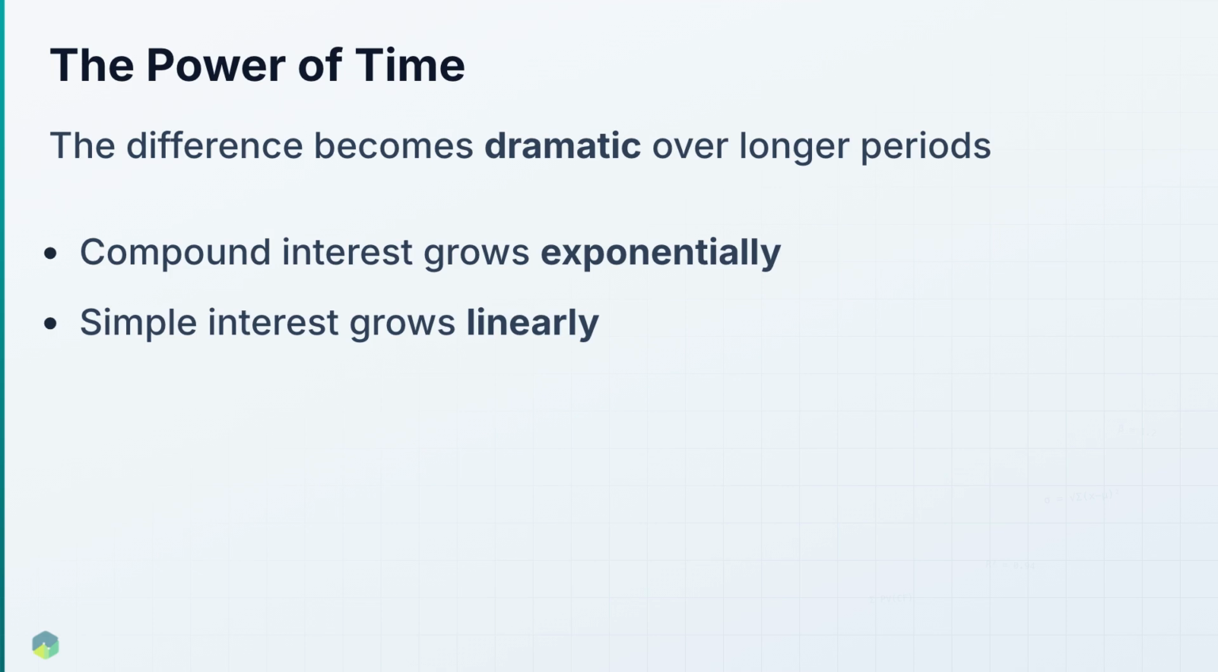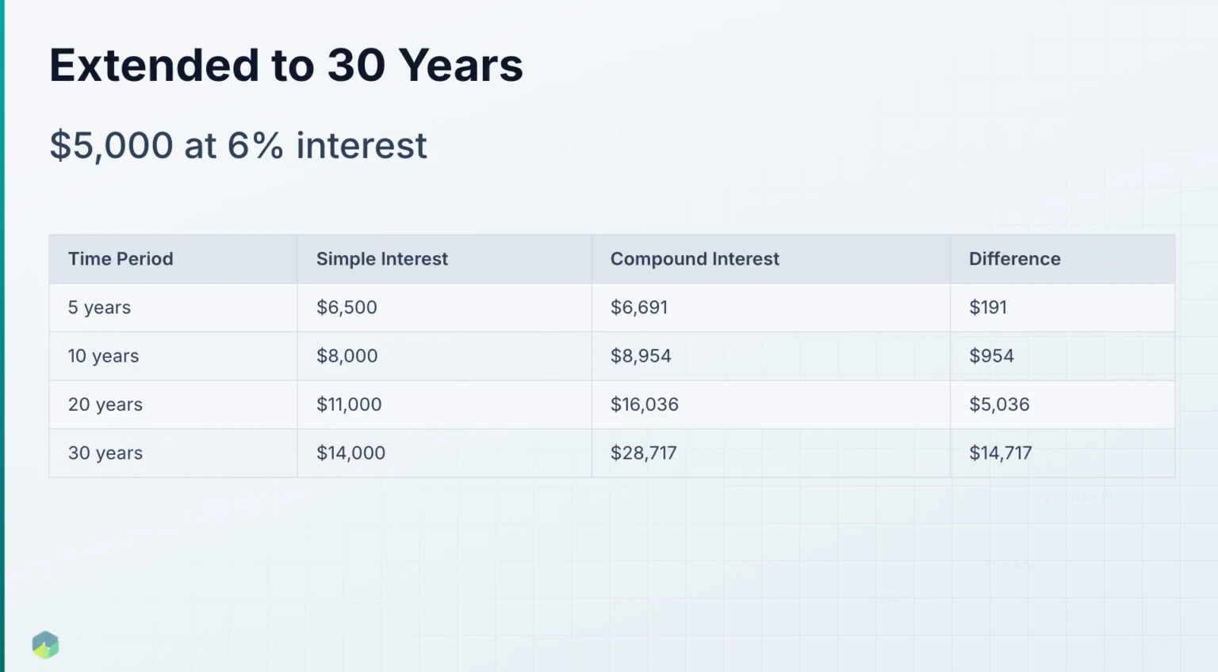This is because compound interest grows exponentially. It curves upward, while simple interest grows linearly in a straight line. Let's extend our example to 30 years. After 5 years, the difference is just $191. After 10 years, it's $954.